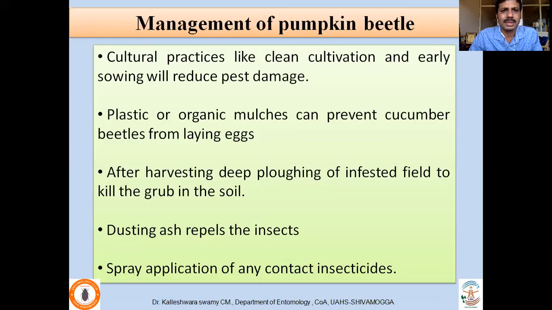So management includes cultural practices like clean cultivation and early sowing, which will reduce the pumpkin beetle damage. Plastic or organic mulches can prevent the beetles, so that they may not get into the soil in order to lay the eggs. After harvesting, deep ploughing of infested fields exposes the grubs. Dusting ash repels the insects as well, a traditional practice, ITK technology, and spraying any contact insecticide may work better.